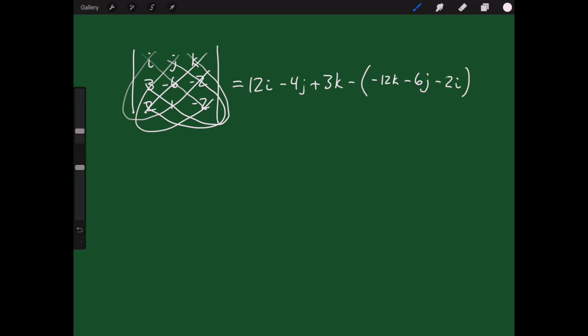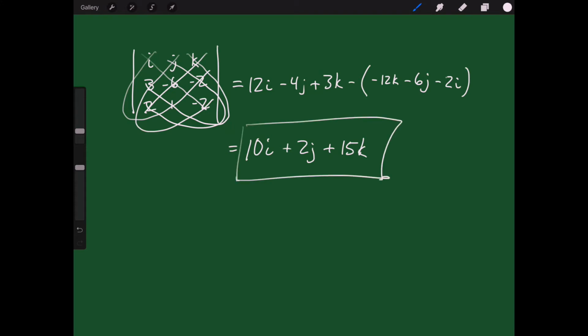And now we can simplify. So we get 12 i's plus 2 i's is 10i. Then we get minus 4j plus 6j is plus 2j's. Then we get 3k's minus 12k's is plus 15k's. Okay? And this is going to give us a vector that is parallel to the line of intersection between those two planes. So that's kind of cool.